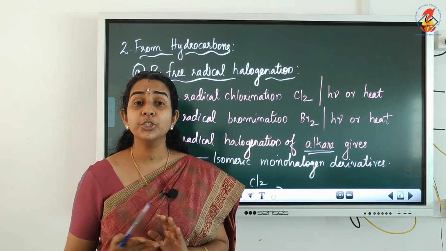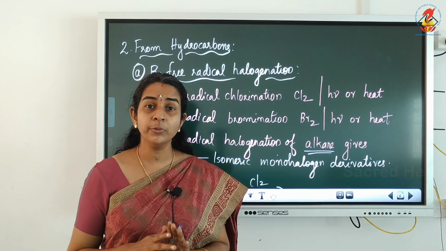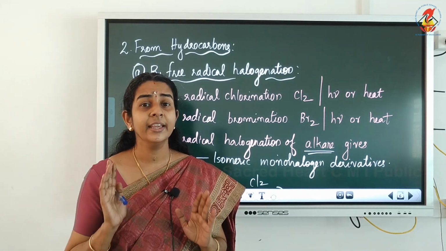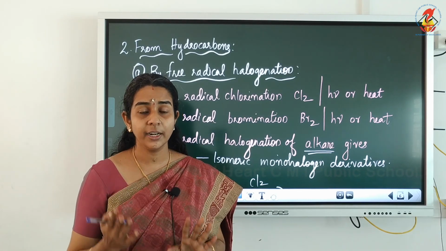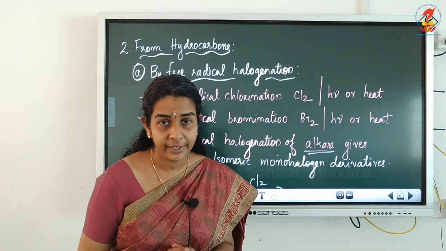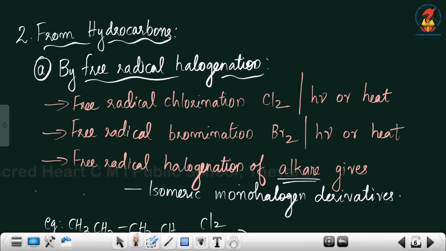What is meant by hydrocarbons? Yes, compounds containing carbon and hydrogen only. There will not be any nitrogen, oxygen, sulfur, halogen or any other atom other than carbon and hydrogen. So from hydrocarbons, the first method is by free radical halogenation.